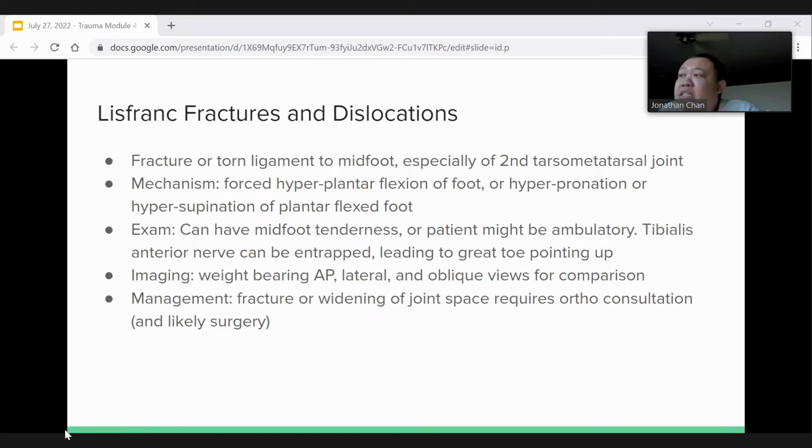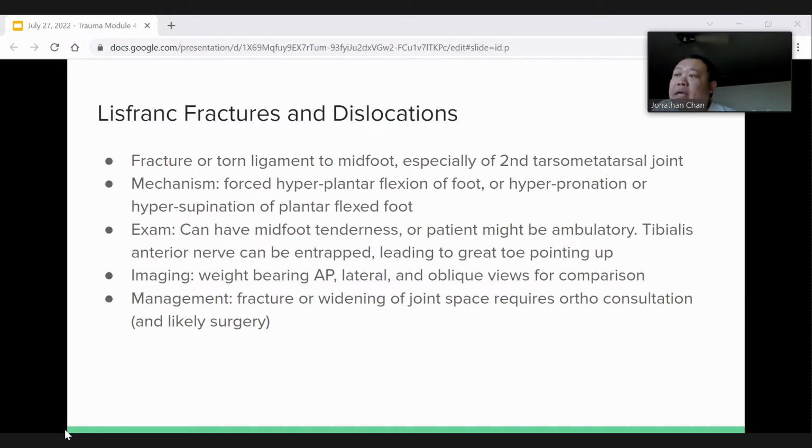If you suspect a Lisfranc fracture, with any tenderness in the midfoot, you want to get your regular foot x-rays, but you also want to get weight-bearing x-rays. These are hard to get, but you want the patient standing, and you would ask the tech to do the AP, lateral, and oblique views, standing or at least pushing the foot against the edge of the x-ray table or something like that. So we're applying weight and they're able to see if there's any widening of the joint space there.